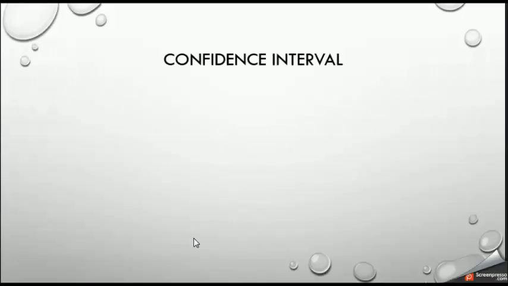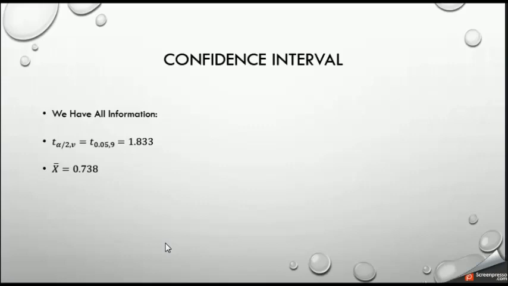Okay, so now we complete to calculate the confidence interval. So we have all the information. We have t alpha over 2 and v, which is 1.833. We have the x bar, the sample mean, to be 0.738. We have the sample standard deviation 0.0358. We have the sample size to be 10 elements. Also, we have the hypothesized mean, or mu naught, to be 0.75.